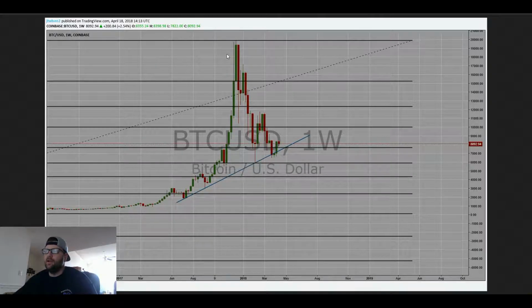Looking at the weekly pair, we see last week's candlestick was a bullish, almost engulfing candlestick. You can see it reacted right off of this trend line that I have drawn. A really simple chart. These black lines are Fibonacci retracement levels. You can see the 23.6, 38.2, the 50, the 61.8, which was rejected, and the 70.7, which was also rejected. So that's what we're looking at for Bitcoin on the weekly.